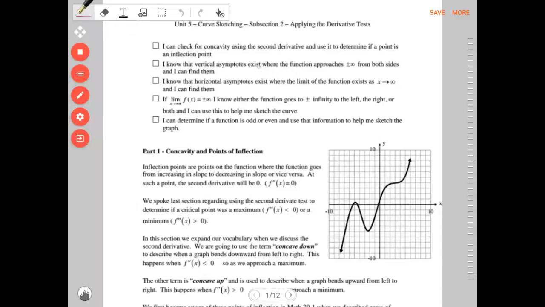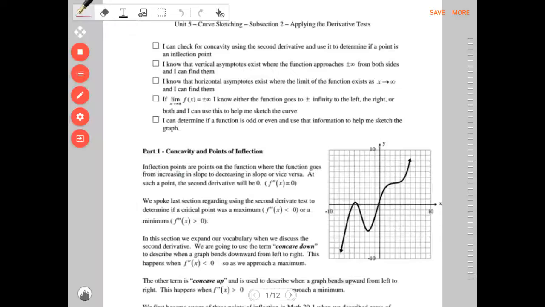I know that vertical asymptotes exist where the function approaches positive or negative infinity from both sides, and I can find them. So we're going to talk about vertical asymptotes. We're also going to talk about horizontal asymptotes, and limits at infinity to figure out horizontal asymptotes and use that to help sketch a curve. And you're going to be able to determine whether a function is odd or even by the end of this subsection. So part 1, concavity and points of inflection.